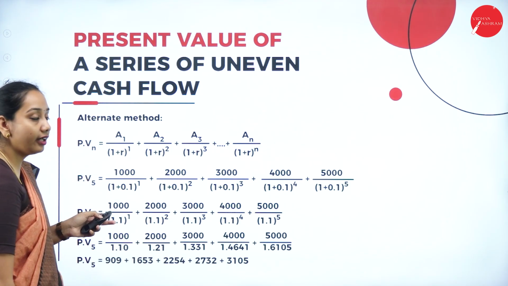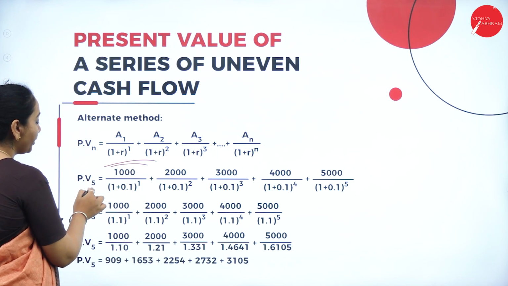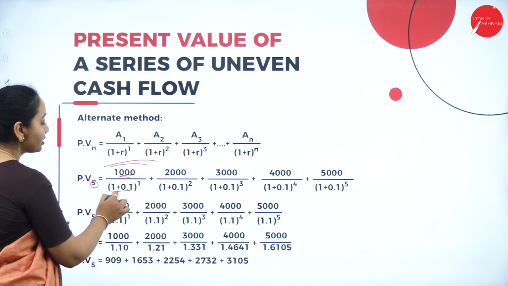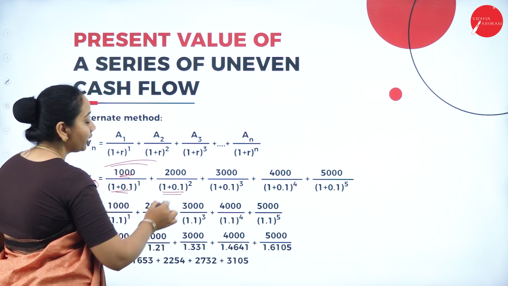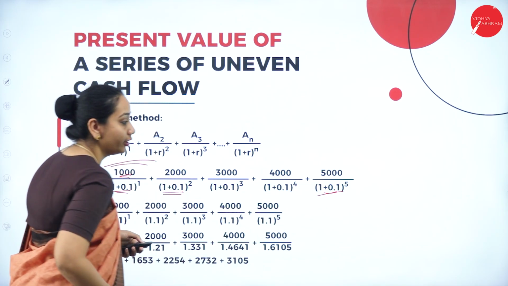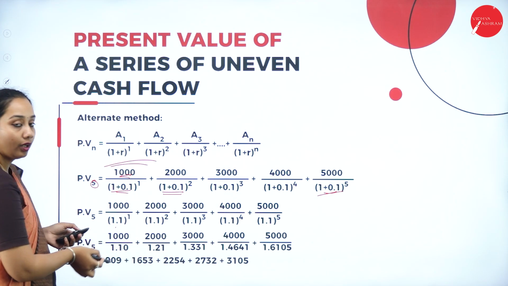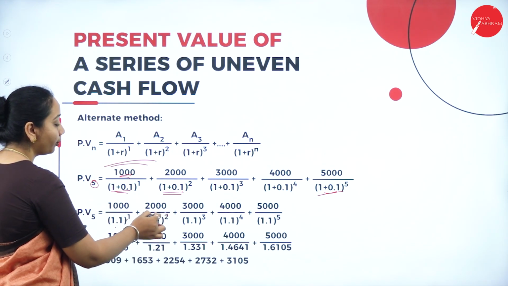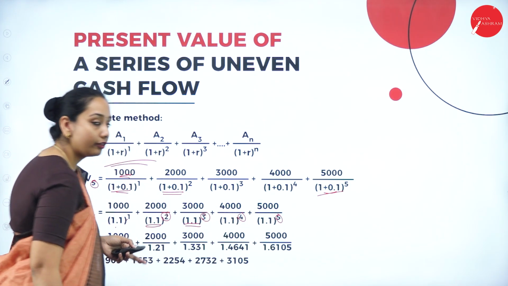There is another alternative method that I have told. The same formula I have taken here. So present value for 5 years is equal to 1000 divided by 1 plus 0.1 whole to the power of 1, 2000 divided by 1 plus 0.1 whole to the power of 2, like that I have taken for 5 years. 1 plus 0.1 will get 1.1, so 1.1 to the power of 1, 1.1 to the power of 2, 1.1 to the power of 3, to the power of 4 and to the power of 5.